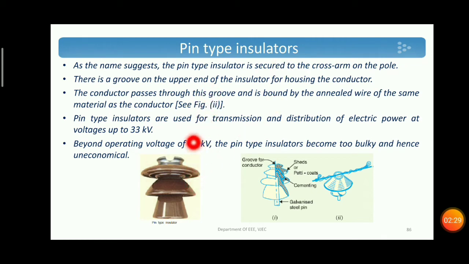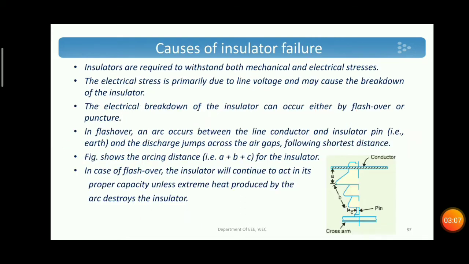The insulator is pinned on the tower or cross arm on the pole, and there is a groove on the upper end of the insulator for housing the conductor. The conductor passes through this groove and is bound by annealed wire of the same material as the conductor. The pin type insulators are used for transmission and distribution of electrical power at voltages up to 33 kV. Beyond 33 kV, pin type insulators are too bulky and hence uneconomical.